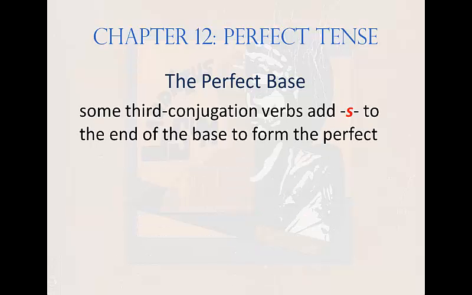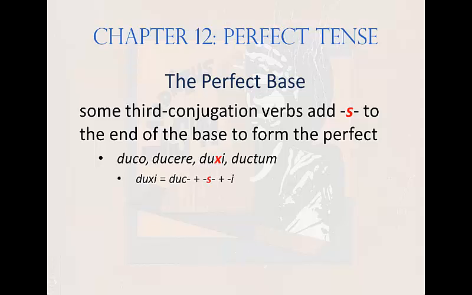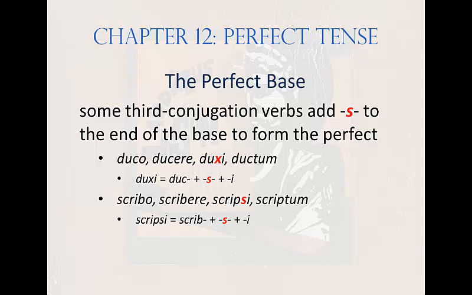As always, third conjugation is more troublesome. If there is a dominant pattern, it is to add s to the end of the present base to form its perfect counterpart. For instance, duco, ducere, duxi, ductum. Note that when c and s run into each other, they're spelled as x. Scribo also follows this pattern. Scribo, scribere, scripsi, scriptum. B plus S will be spelled as PS in Latin.